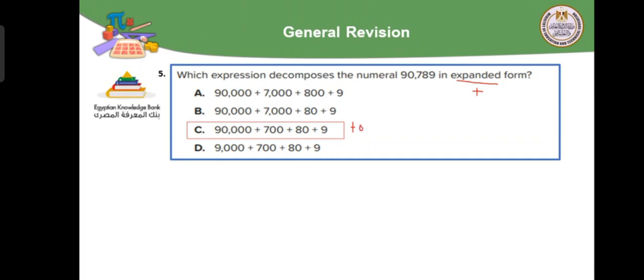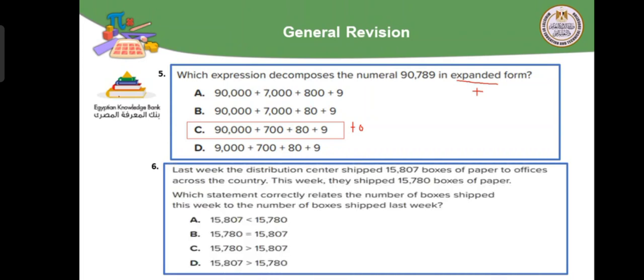Sorry. Number 6. Last week, the distribution center shipped 15,807 boxes of paper to offices across the country. This week, they shipped 15,780 boxes of paper. Which statement correctly relates the number of boxes shipped this week to the number of boxes shipped last week? This week and last week.